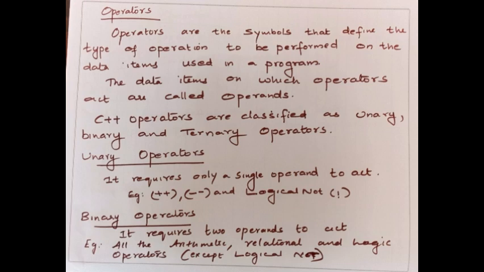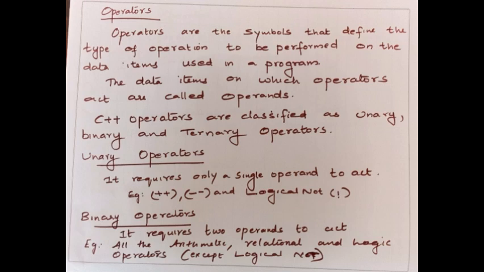C++ operators are classified as unary, binary and ternary operators. Unary operator, it requires only a single operand to act. For example, increment operator, decrement operator and logical NOT. And binary operator, it requires two operands to act. All the arithmetic, relational and logical operators except logical NOT are examples of binary operators. So binary operator requires two operands, and unary operator requires a single operand. That is the difference. Okay, so you understood what is a unary operator and binary operator, what is an operand and what are operators.